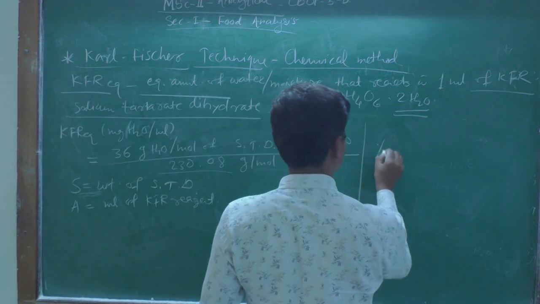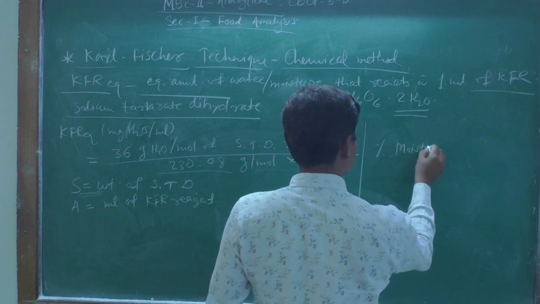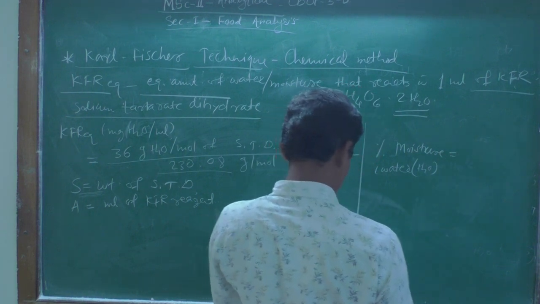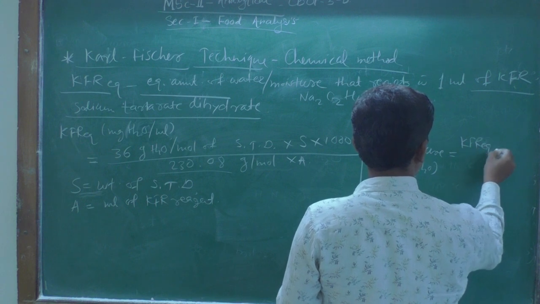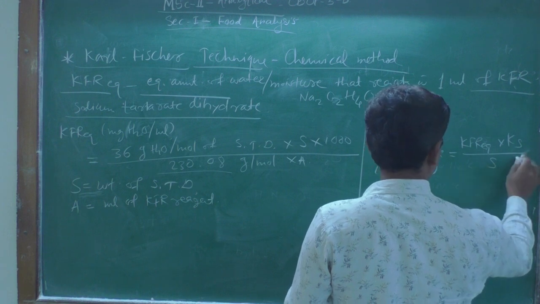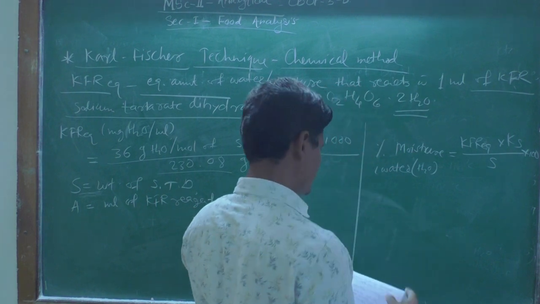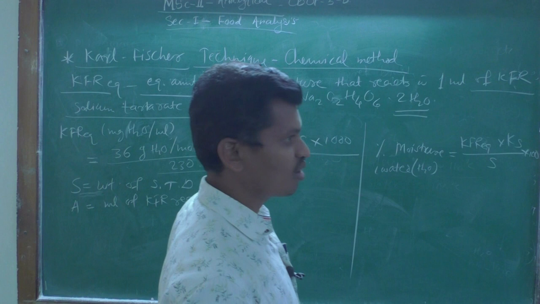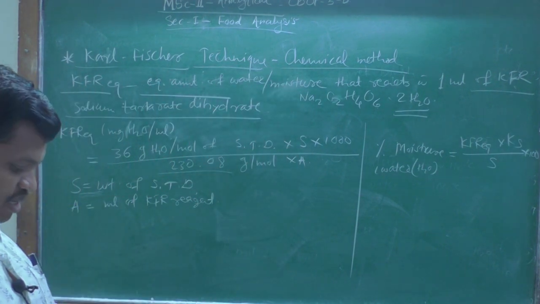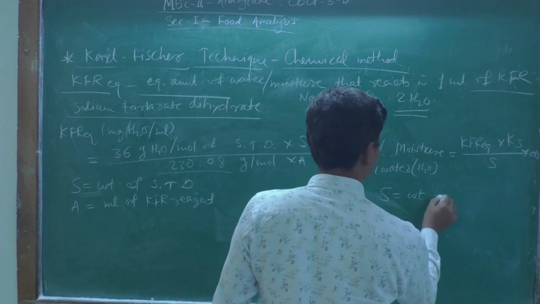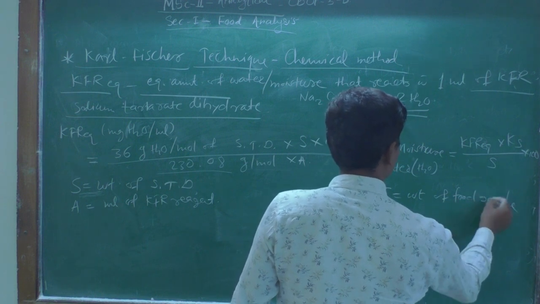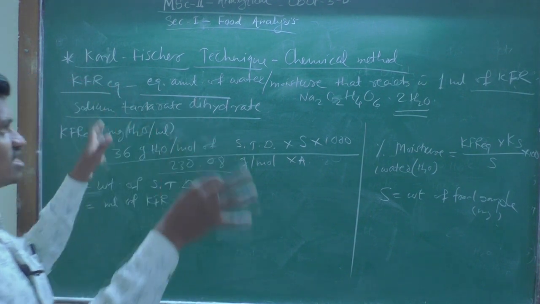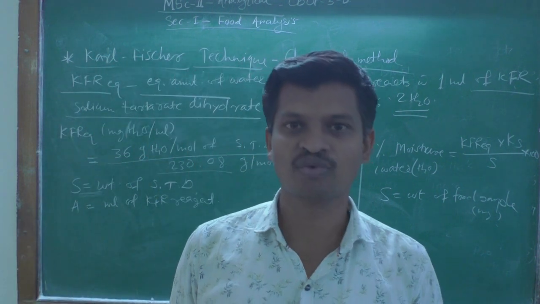Once this KFR equivalent is determined, then percent moisture or percent water can be calculated by using the formula: KFR equivalent into Ks divided by S into 100, where Ks is the ml of KFR reagent required for this titration, and S is the weight of our food sample in milligram. So this is the formula for calculating percent moisture using the Karl Fischer technique. This is the general description or explanation of the Karl Fischer technique.